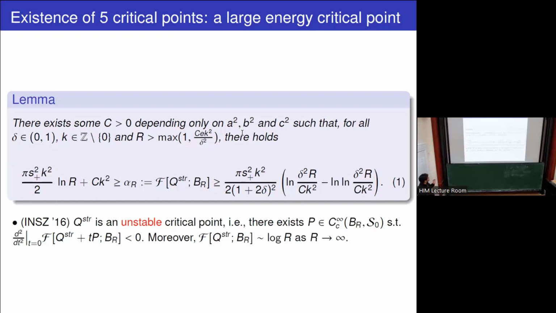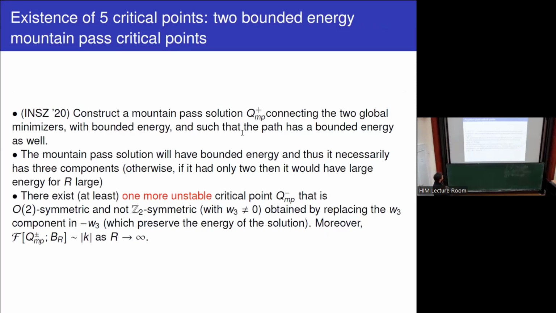Yeah. So this provides you a critical point in the class of all Q tensors, which is unstable in the class of all Q tensors, yeah, and has high energy, log R. And you can have these two global minimizers that are different just in the last component. Then you can construct a mountain path solution connecting these two global minimizers, with an energy which is also bounded when R is large. And then the critical point that you obtain will have three components which are all non-trivial, because if the third component were trivial, then it would have large energy.